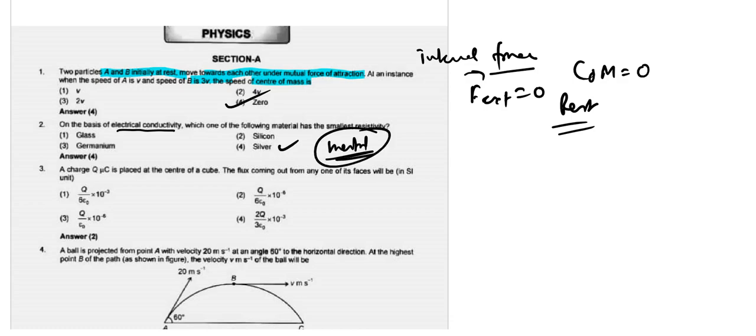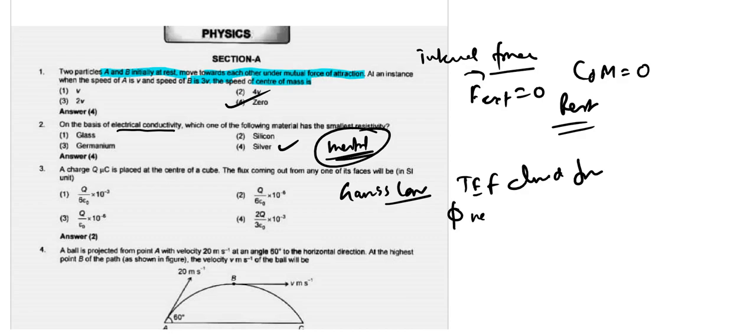Okay. Next, a charge of Q microcoulomb is placed, and we need the flux through this unit. So according to Gauss law, we have to apply: total electric flux through a closed surface is phi net equals Q by epsilon 0. So total electric flux through the cube is phi t equals Q times 10 to the power minus 6 by epsilon 0.